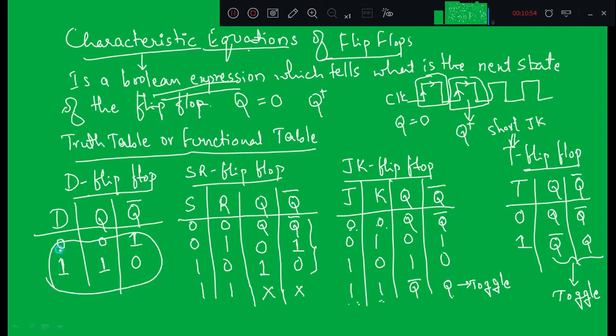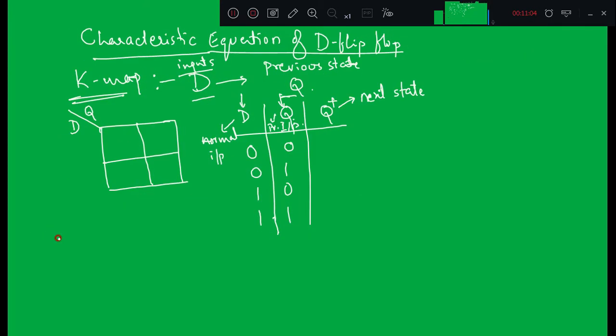In the functional table you see, when D is 0 and q is 0, what will be the next state? Next state again will remain 0, because D is 0. We are keeping D equal to 0, right? Since D is equal to 0, if the previous state is 0, and if I apply the next clock pulse, what will we get?